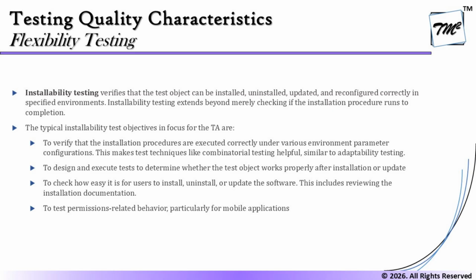And the final objective is to test permissions-related behavior, particularly for mobile applications. You can relate to any of the mobile apps you're using today, and talk about how you control the permissions after or during installation, like allowing access to contacts, microphone and camera, or notification enablement. There are a lot of notification settings which you set, and we check those as well. So put together, that's pretty much all about installability testing.